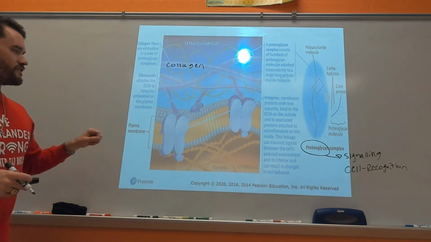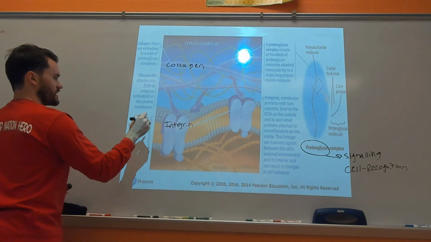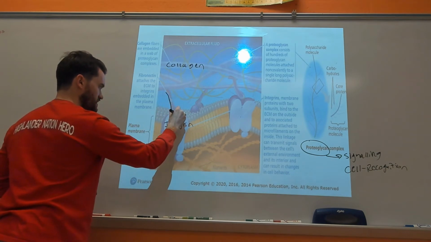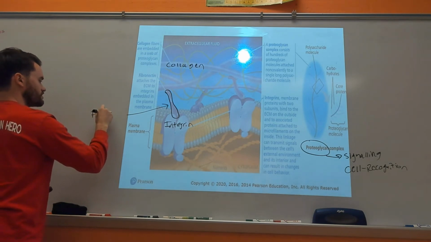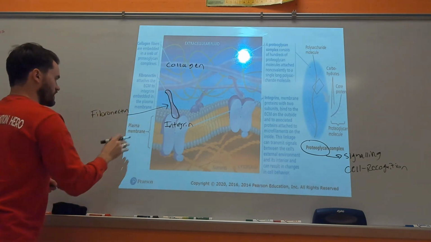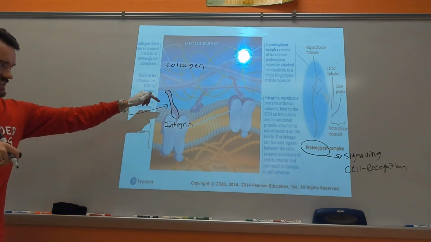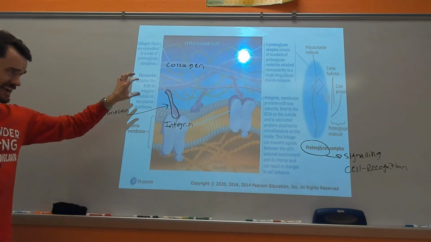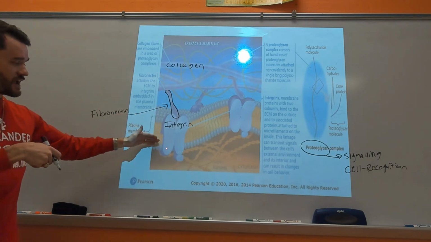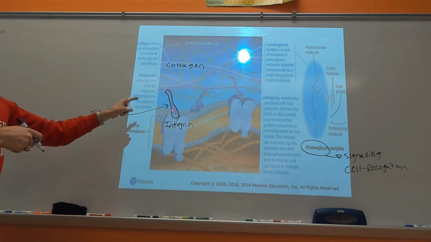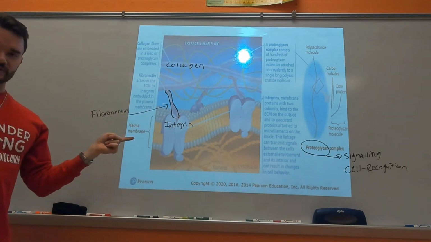fibronectin and integrins, I really want to focus on these. So this is the integrin right here. And this protein right there is the fibronectin. Okay, so let's start with the integrin. Integrin integrates the outside and the inside of the cell together. It connects the outside to the inside, so that's why it's called integrin. This protein is going to span the entire cell membrane. Now fibronectin connects the integrin to the extracellular matrix.